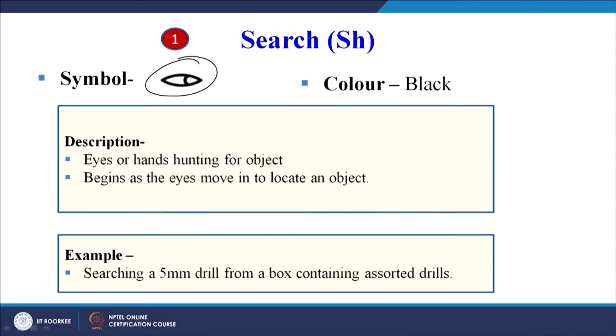Eyes or hands hunting for an object begins as the eyes move to locate an object. That is searching for a 5 mm drill from a box containing assorted drills. So there are a lot of drills of different sizes, different colors, and we want to find out a 5 mm drill from there. So that is basically a searching operation. Once we have searched it, we have located, we have found out, the search will be followed by find, and find will be preceded by search.